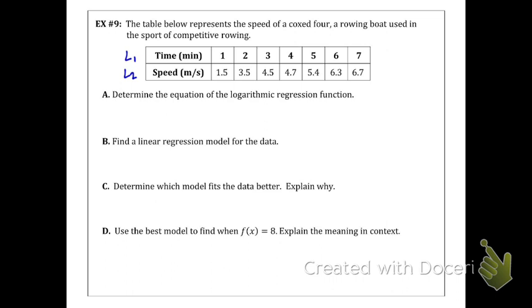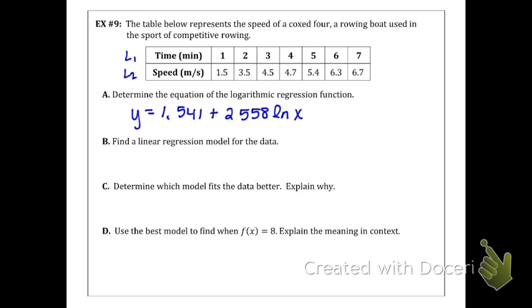Oops, I hit the wrong button. Give me just a second. So I'm going to store it. So alpha trace in my y1 in case I need it and calculate. So I can see that my equation is y equals 1.541 plus 2.558 natural log of x.